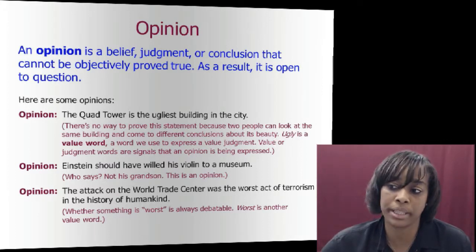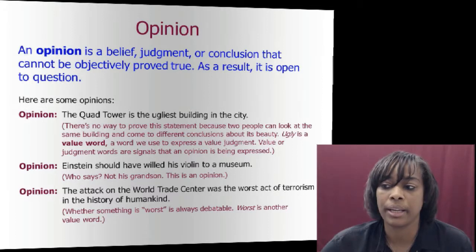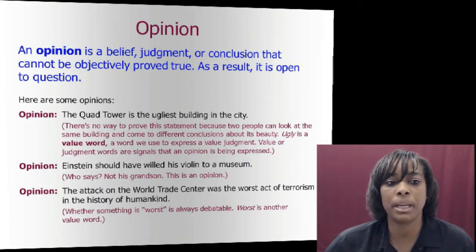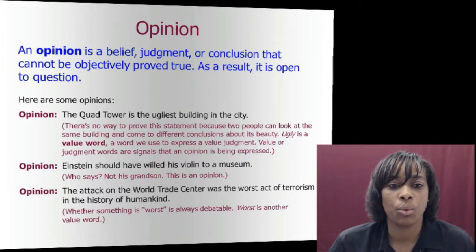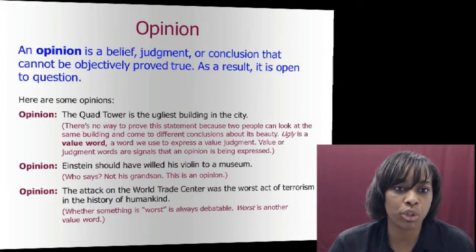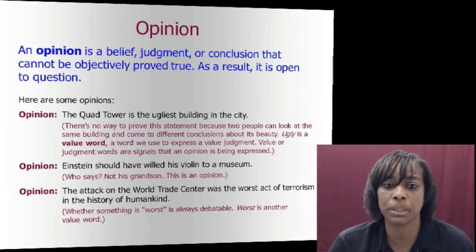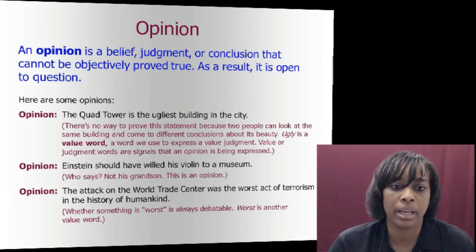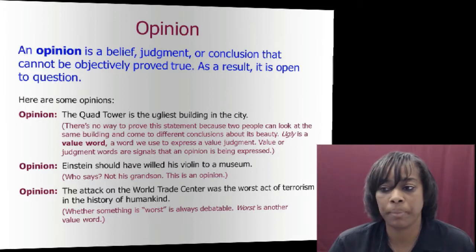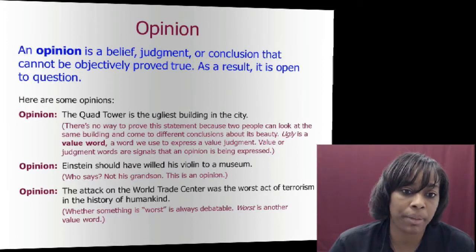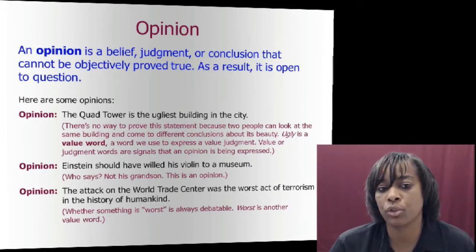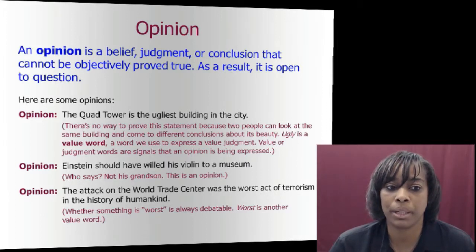The Quad Tower is the ugliest building in the city. Now, this is using a value word. Ugly is what we call a value word. To me, when you use any word that evokes emotion, or that will evoke emotion from someone else, then that's going to be opinion, because we all have opinions, especially about beauty. They always say beauty is in the eye of the beholder. So when you use those value words or value terms, then it's going to be an opinion.